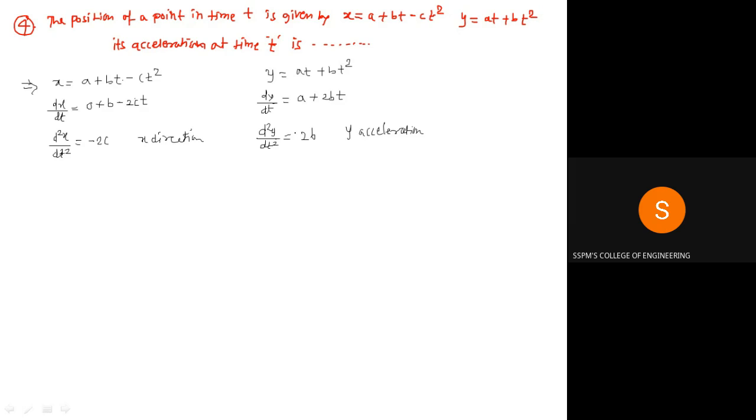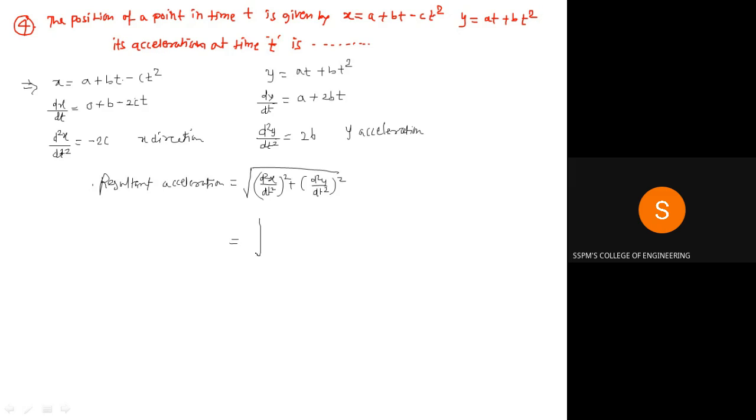How do we get the resulting acceleration? We have got the acceleration in the x direction and in the y direction. The resultant acceleration is nothing but the positive root of the sum of squares of its components. So it is the root of d square x by dt square, its square, plus d square y by dt square, its square. This is the resultant acceleration.